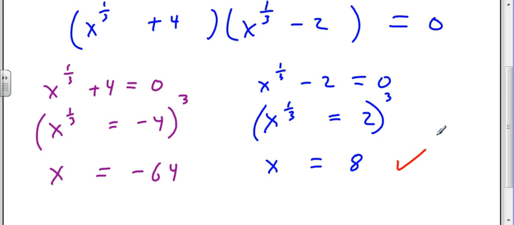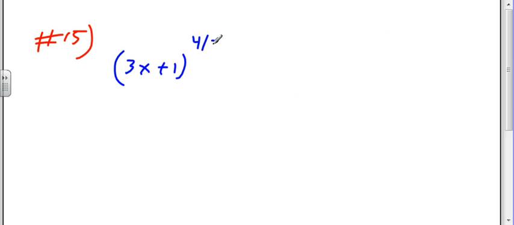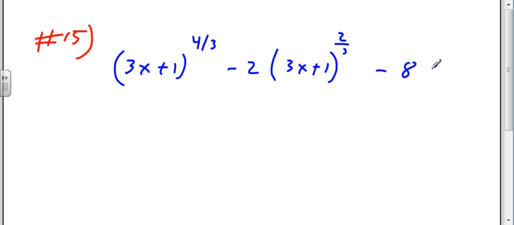Okay, number 15 looks cool. Yeah, 15. If we do 15 and then we do 20, we'll probably be out of time. All right, so we'll do 15. Let's see how much time we have left. 3x plus 1 to the 4/3. Have I written down the problem right so far? Minus 2 times 3x plus 1 to the 2/3, minus 8 is 0.